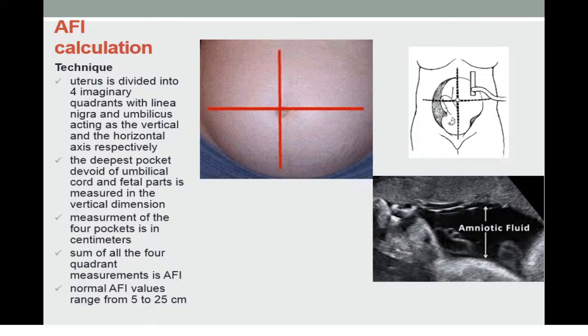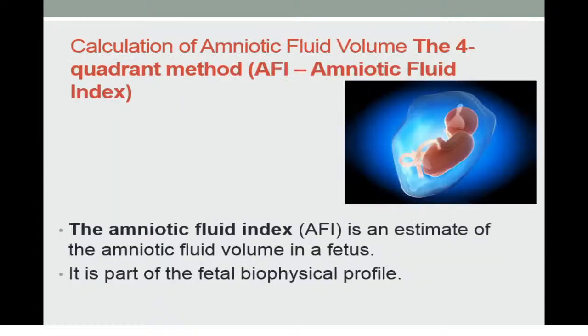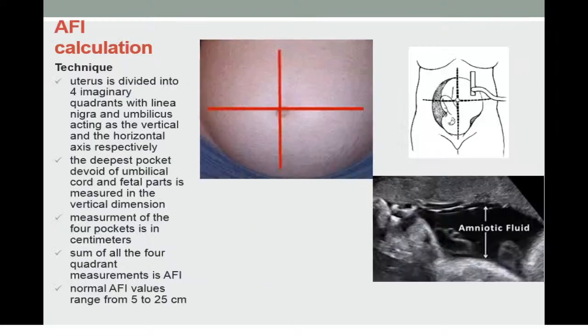Measurement of the four pockets is done in centimeters. The sum of all of these four quadrant measurements is the amniotic fluid index. Normal amniotic fluid index value ranges from 5 to 25 centimeters. So let me repeat again. Single deepest pocket measurement is from 2 to 8 centimeters. Amniotic fluid index means measurement in four quadrants. Normal range is from 5 to 25 centimeters. And here is shown how it is done in ultrasound.